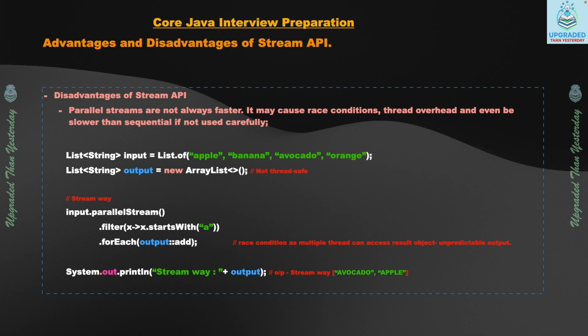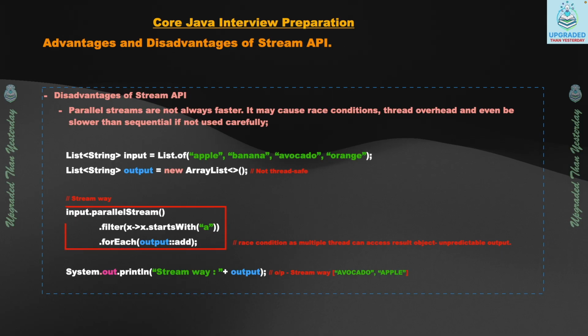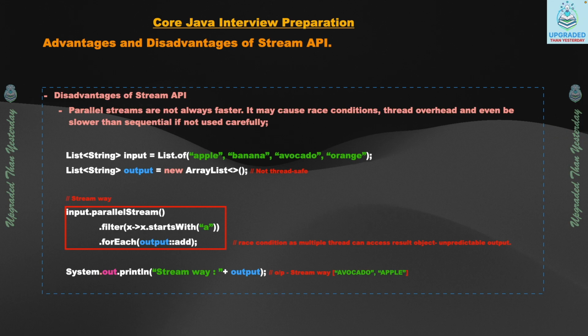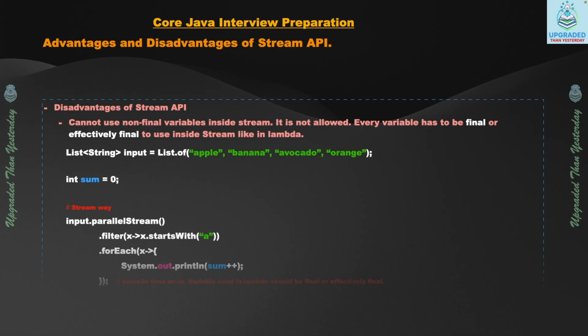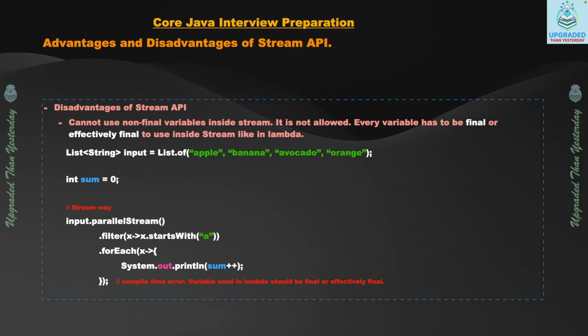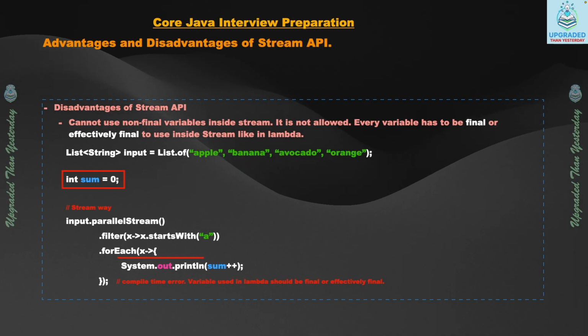The parallel stream may go to a race condition. Look at the code. The output list is getting populated by the parallel stream, where there is a chance of getting a race condition as the list is not thread safe. The next disadvantage is every variable has to be final or effectively final to use inside the stream, like in a lambda expression. Look at the code. The variable sum is not declared as final, but when it is tried to be incremented inside the stream, it is complaining with a compile time error.